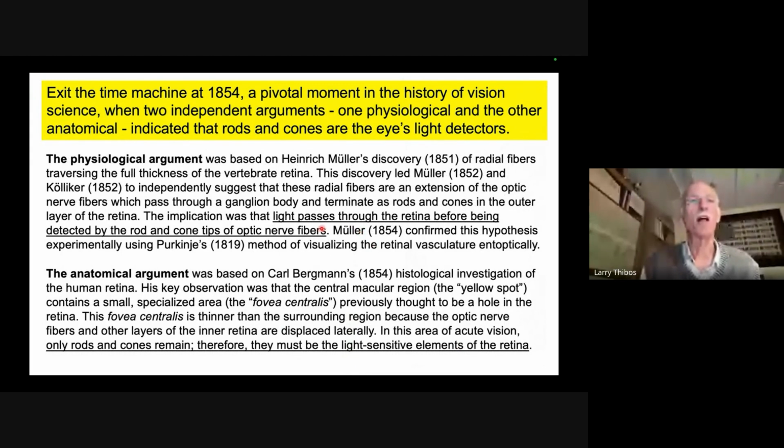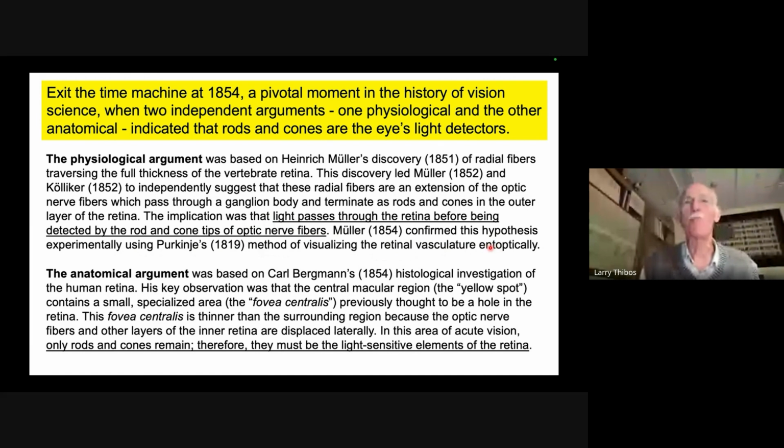That was his hypothesis. Now, the implication is that light has to pass through the retina before it is detected by the rods and cone tips of optic nerve fibers. And having created this hypothesis, he set it to test. As a good scientist, he said, I'm going to test my hypothesis. And in the year 1854, he did the experiment and confirmed his hypothesis was true using Purkinje's 1819 method of visualizing the retinal vasculature entoptically.